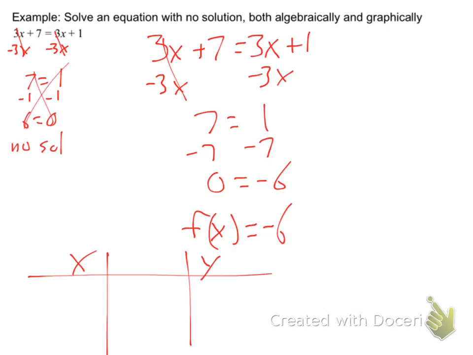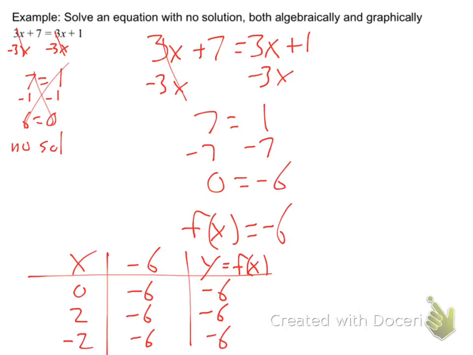X, y, or f of x, and negative 6. 0 goes in, what comes out? Has to be negative 6. If I put in 2, it's negative 6. I put negative 2, it's negative 6, yes? The answer is always negative 6.